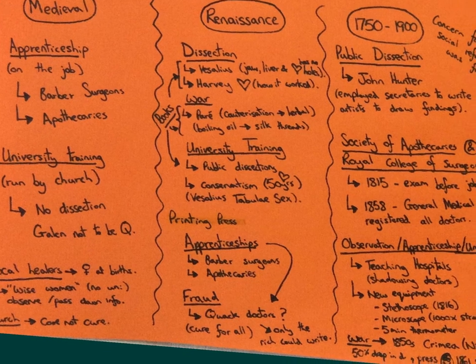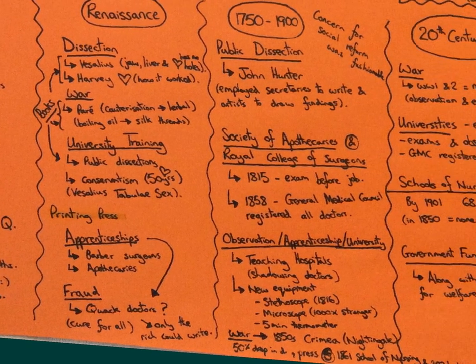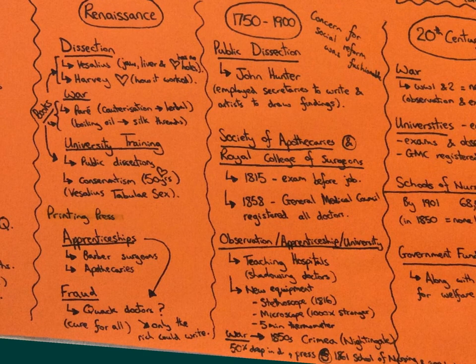So if we go a little further on and we look into the period 1750 to 1900, which is the sort of industrial period, the Victorian period you might know it as. It's the time when we have industrialisation, so the building of factories, and you'll also know it as a famous period for epidemics like the cholera outbreaks and things like that.